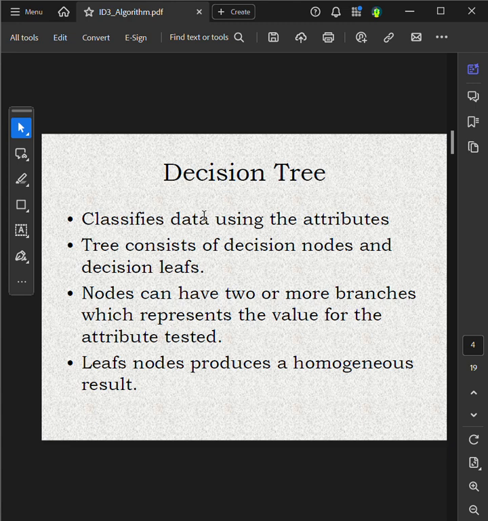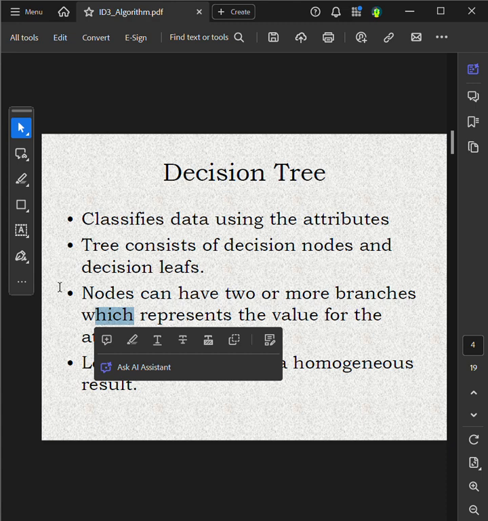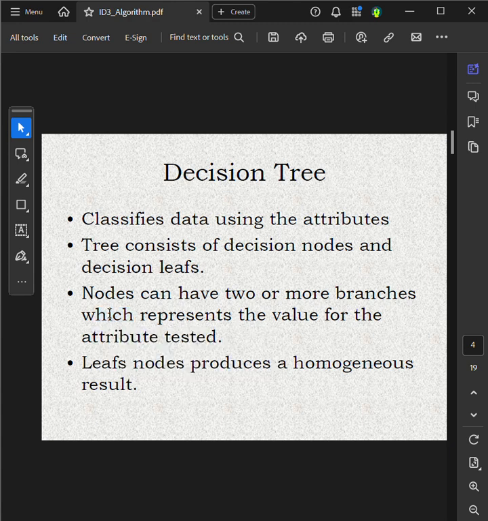So what is the ID3 algorithm? The ID3 algorithm is used to generate decision trees, which are tree-like models that classify data based on its attributes. A decision tree is composed of decision nodes, which represent attributes and split the data into branches based on their values. Then there are the leaf nodes. These leaf nodes provide the final classification or output, and each node can have two or more branches, which represent different values for the attribute being tested. Once we hit a leaf node, we get a homogeneous result, meaning that all the data points in that branch fall into the same category.